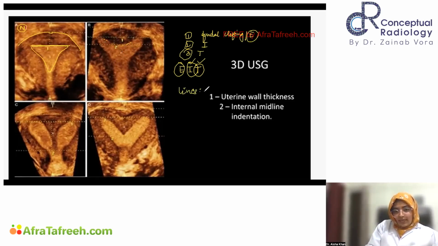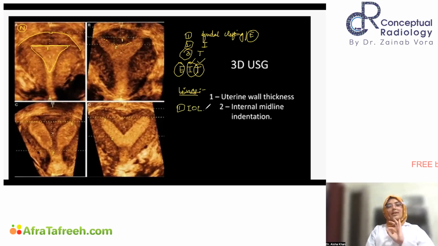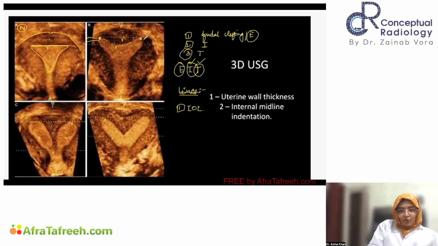Then you have some lines, and the first and foremost is your interosteal line. Interosteal line is everything. You start with this. Whenever you get a 3D scan or an MRI, you just drop the interosteal line. So this is the highest point of this. From here the fallopian tube will start, and from here as well.